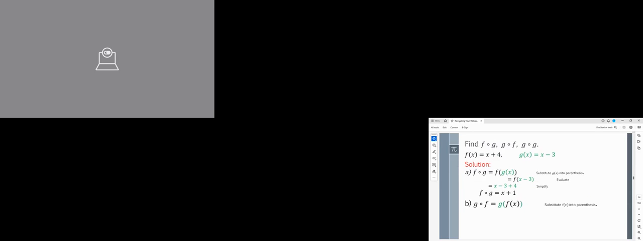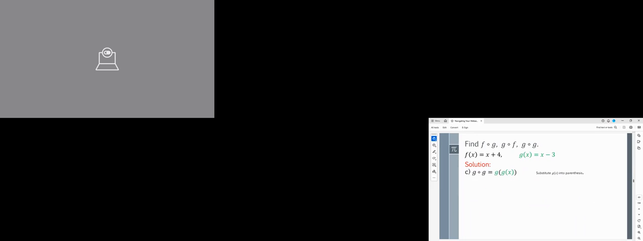If we want to do g composed of f, now g is going to be on the left side and f of x would be on the inside. Substitute f of x, which is x plus 4. Now we're going to take x plus 4 and plug it in for x in our function g. So I have an x here, I'm going to replace it with x plus 4, and then we have minus 3. And we get x plus 1. These two gave us the same result, but that is just a coincidence.